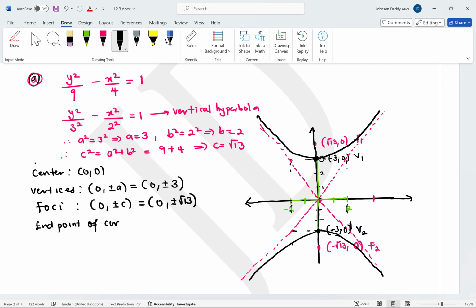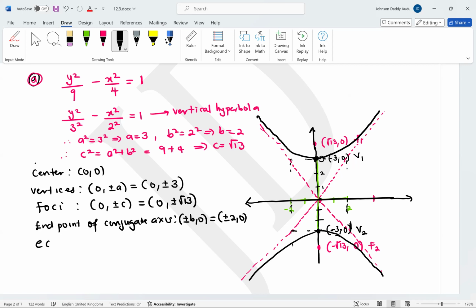Then you can find the endpoint of the conjugate axis. Now, since our transverse axis is the y-axis, the conjugate axis is going to be the x-axis, but now it's going to be (±b, 0), which is simply (±2, 0). So it is this one here, the line in green, on the x-axis.